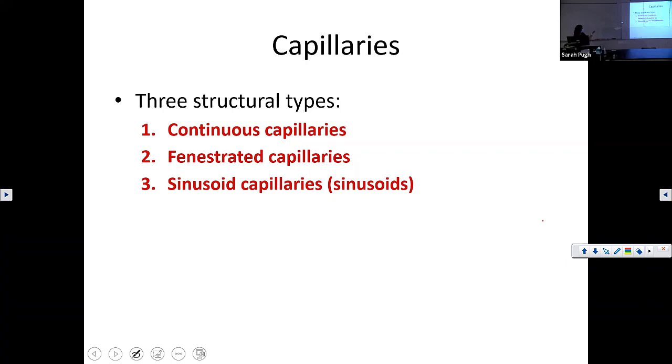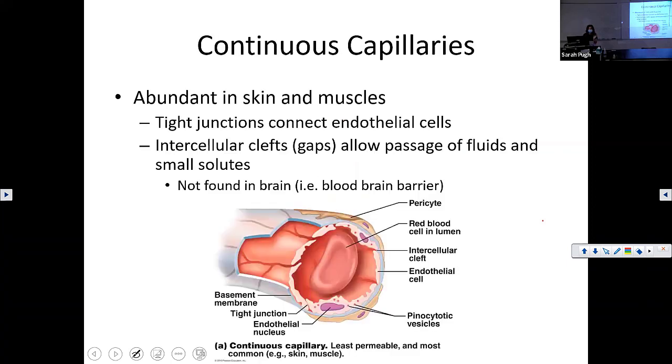Fenestrated capillaries, the term fenestration means pore or hole. You got little holes in them. So they're going to be more permeable. And then sinusoid capillaries have sinusoids, which are big clefts, big gaps. So let's go through each of these. We're going to start with continuous capillaries.